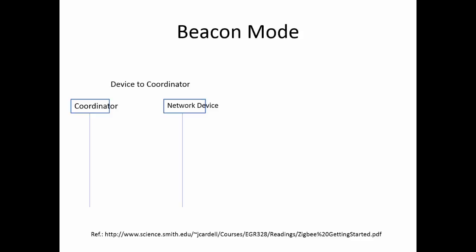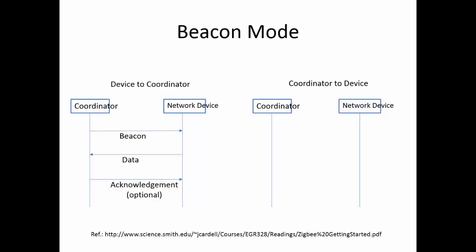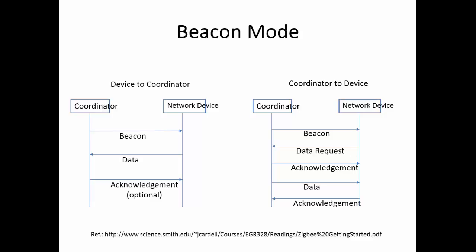If data needs to be transmitted from the device to the coordinator, the beacon is sent from the coordinator to the network device, following which data is sent by the network device, which is acknowledged by the coordinator. If data needs to be transmitted from the coordinator to the device, the beacon is sent from the coordinator to the network device, following which a data request is sent by the network device, which is acknowledged by the coordinator, and data is sent, which is in turn acknowledged by the device.